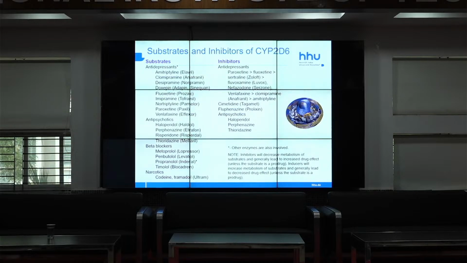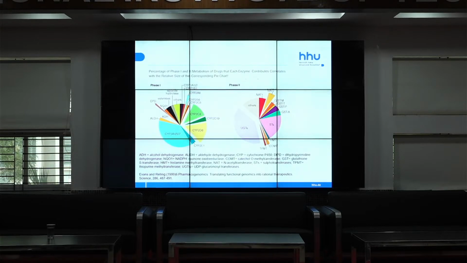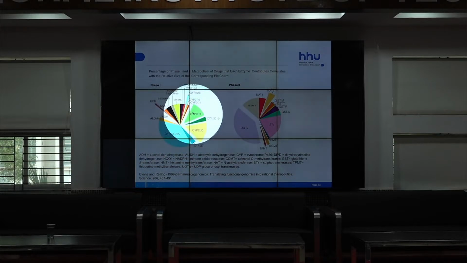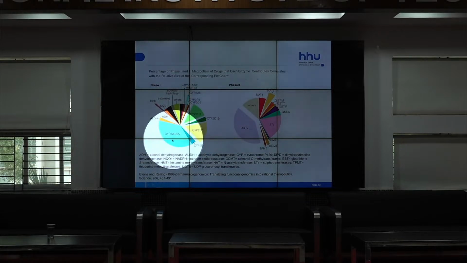When you treat a patient, they are normally not getting only your new compound, they are getting a number of different compounds, and thereby they must be investigated for the different structures. Then we have to investigate the phase 1 and phase 2 enzymes. They are responsible, and you see here cytochrome P450.